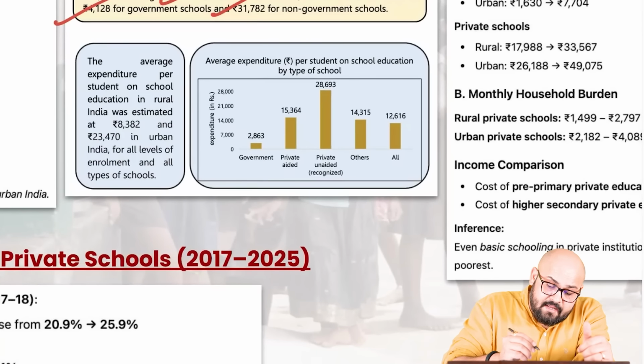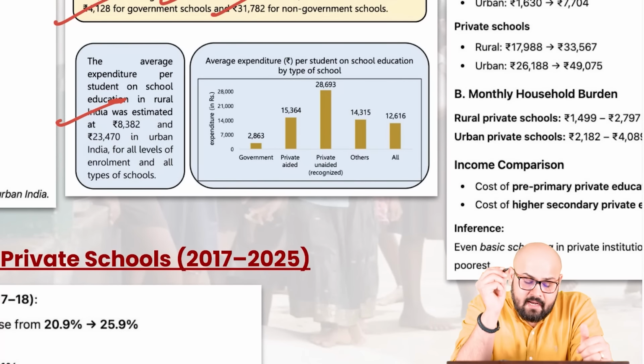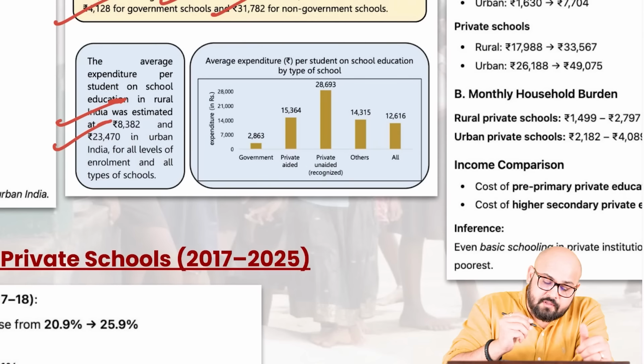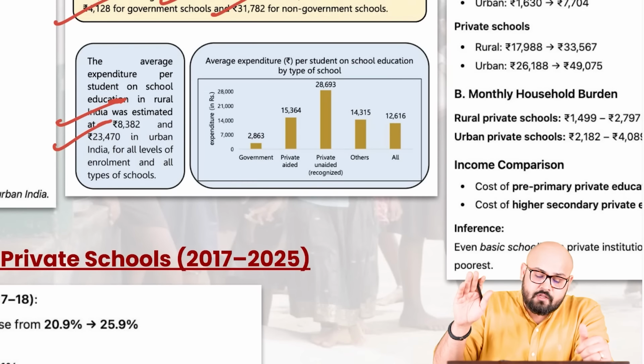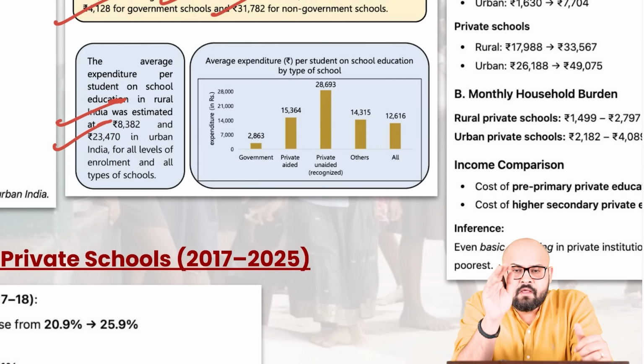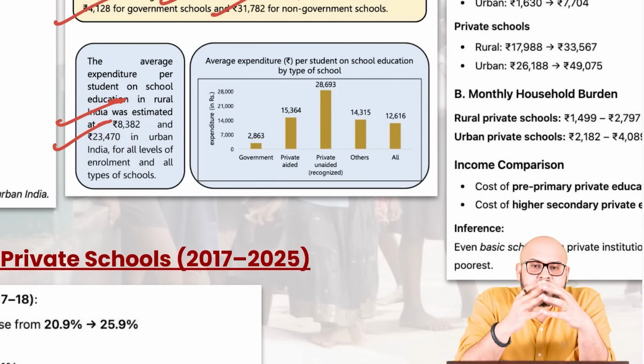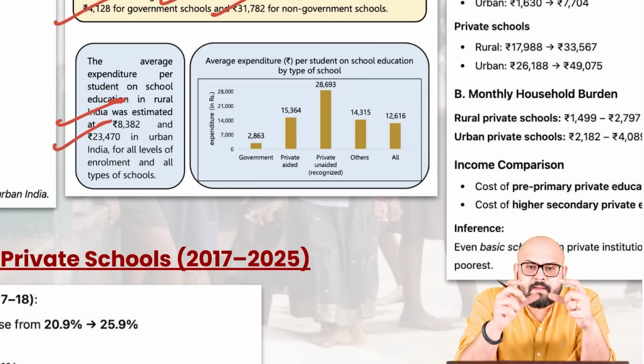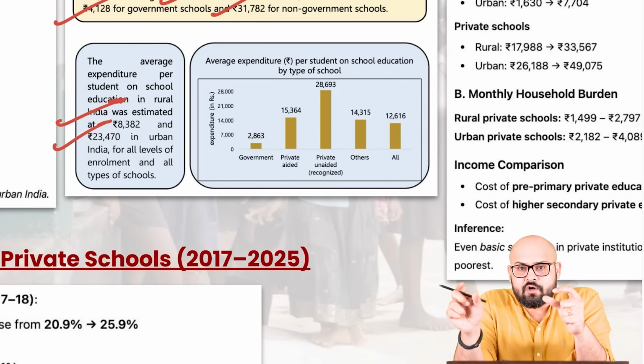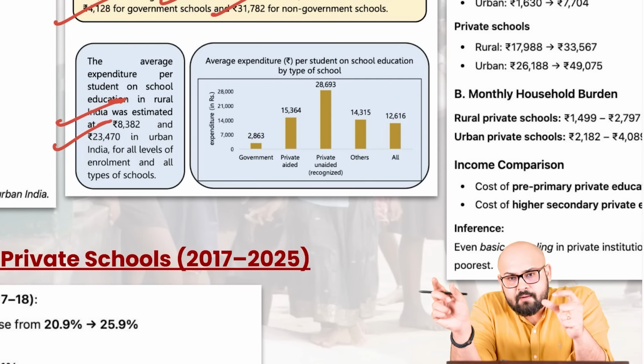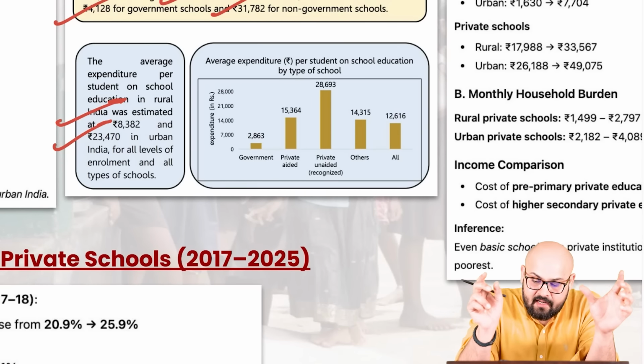The average expenditure per student on school education in rural India was estimated at almost 8,382 rupees, and 23,000 in urban India, for all levels of enrollment and all types of school. So what we see is that the expenses with respect to the education of the child or the ward are more in the urban areas and less in the rural areas.